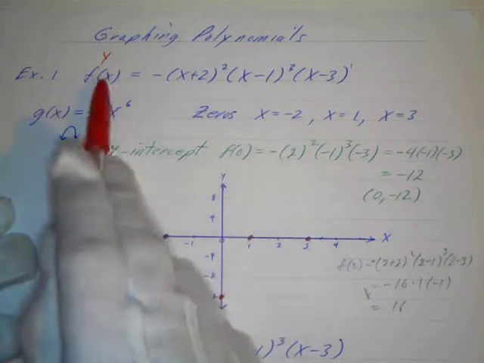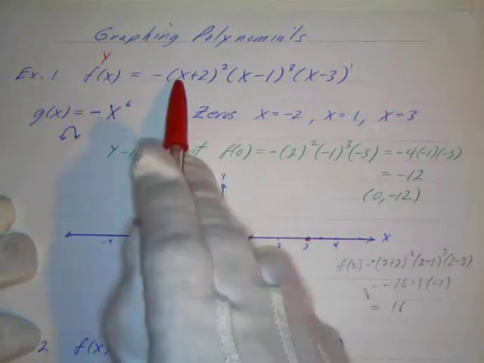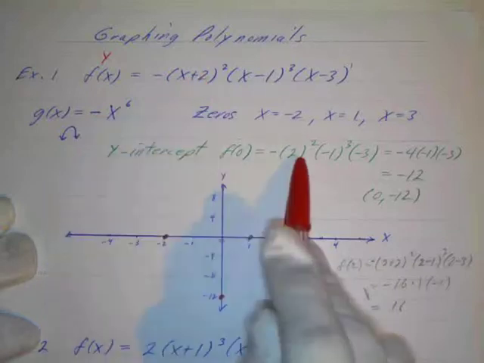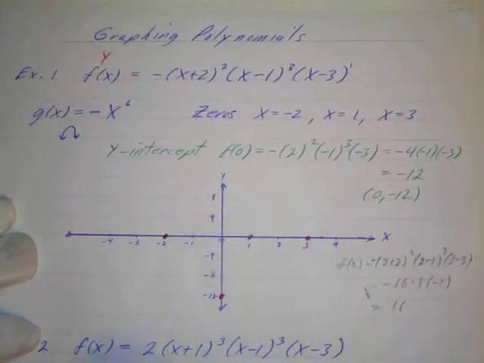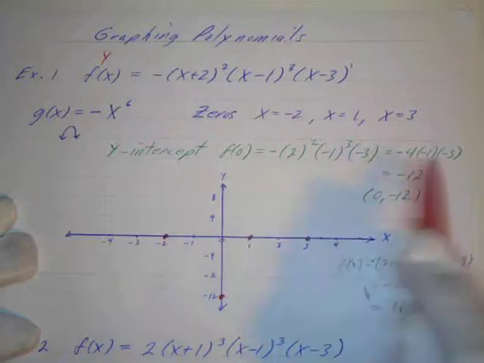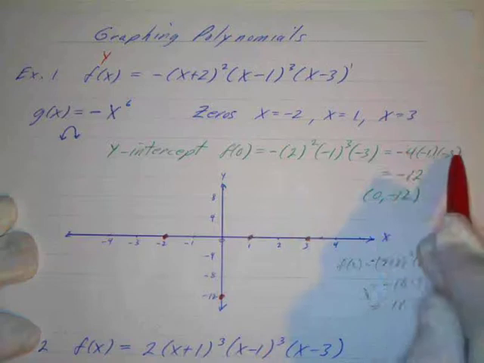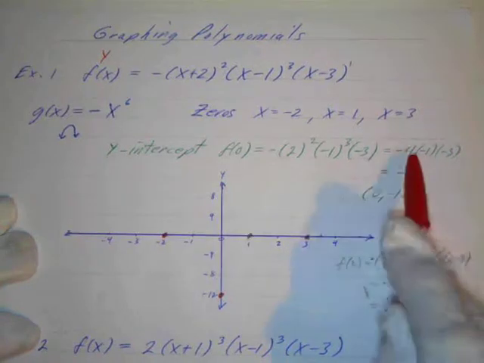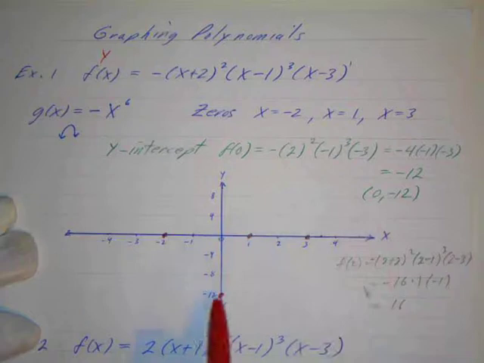So all I have to do is take f of 0, and when x is 0, evaluate this. So if I put a 0 here, I've got negative (2) squared, (negative 1) cubed, and negative 3. And if we work that out, (2) squared is 4. Negative 1 cubed is negative 1, and negative 3, so 3 negatives make a negative. Negative times a negative is positive, times a negative is a negative. 4 times 3 is 12, so this is my intercept, so I can mark that in.